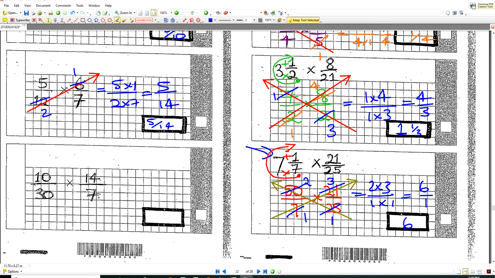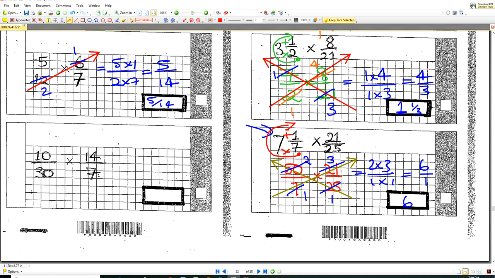So we've got 10 over 30 and 14 over 7. I think this is a good candidate for cancelling vertically. Right. So 10 divided by 10 is 1. 30 divided by 10 is 3 because 10 is the highest common factor. 7 divided by 7 is 1. 14 divided by 7 is 2. So I've cancelled as much as I can. We're left with 1 times by 2 on the top and 3 times by 1 on the bottom. That gives us an answer of 2/3.